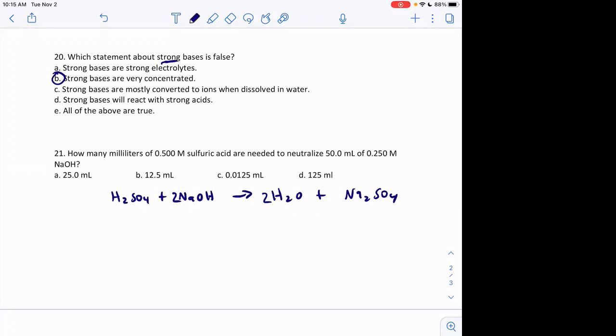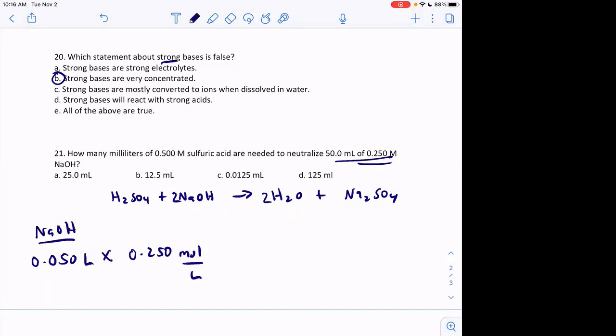Now that 2 in front of the sodium hydroxide is going to affect your M1V1. But basically it's the same type of approach, right? We got 50 mils of 0.25 molar sodium hydroxide. Keep those together. So here's my sodium hydroxide right here. 0.050 liters times 0.250 moles per liter. That's my M1V1, right?